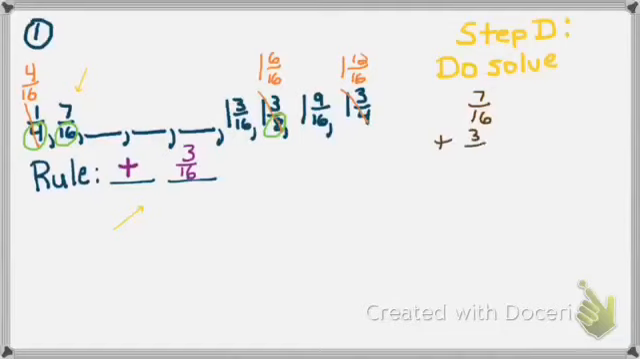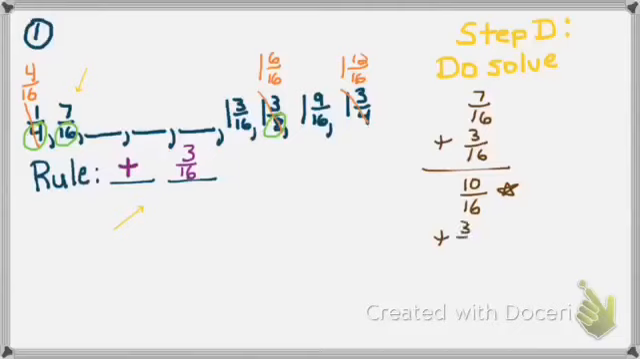My rule is plus 3/16. Denominators are already common, so it stays 16, and 7 plus 3 equals 10. So I'll put a star next to this because that's my first blank. I have a second blank, so I'll apply the rule again.